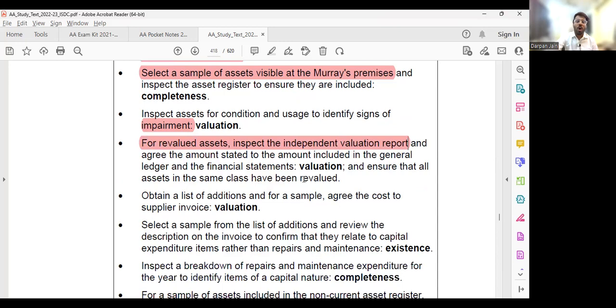Next, obtain the list of additions and for a sample, agree the cost to supplier invoice. The additions that were made during the year, those additions means what? Purchases. Those purchases of fixed assets, you can agree them with the supplier invoices. Rather than writing the word match, write the word agree. Correct? Okay.